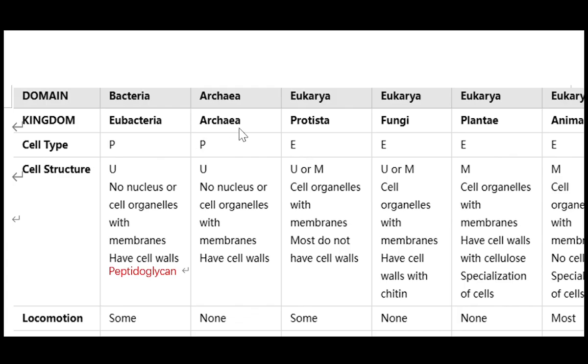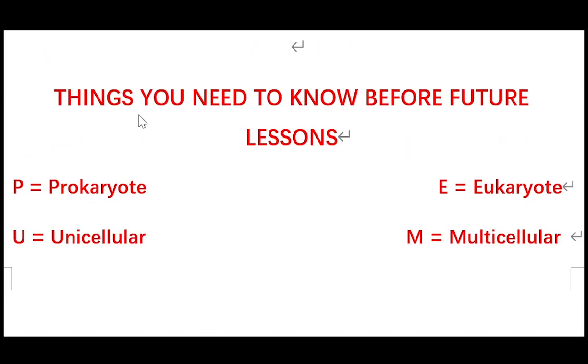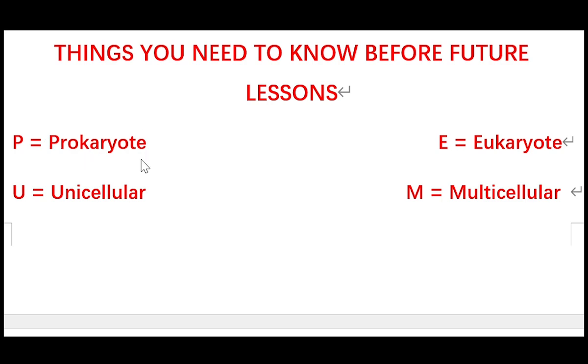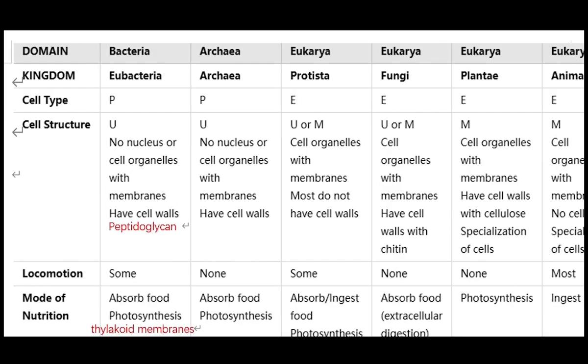In today's lesson, we're going to be going through a table. And before that, let's go through the legend. So in the table, I use letter P to represent prokaryote, letter E to represent eukaryote, letter U to represent unicellular, and letter M to represent multicellular. And let's start with the first row of the table.